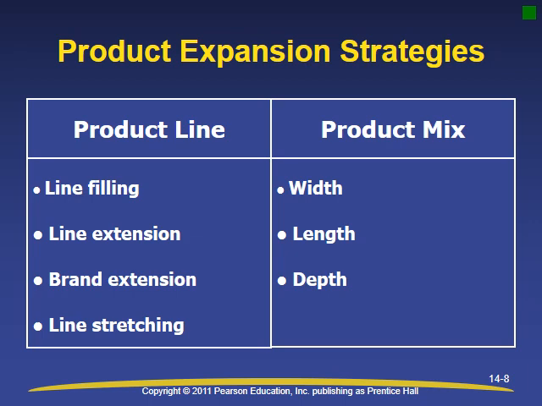A mix is long if it carries several items in its product lines, such as subcompact, midsize, and large. And finally, a product mix is deep if it has a number of versions of each product in a product line. For example, a 2-door coupe, a 5-door sedan, sports trim, etc.